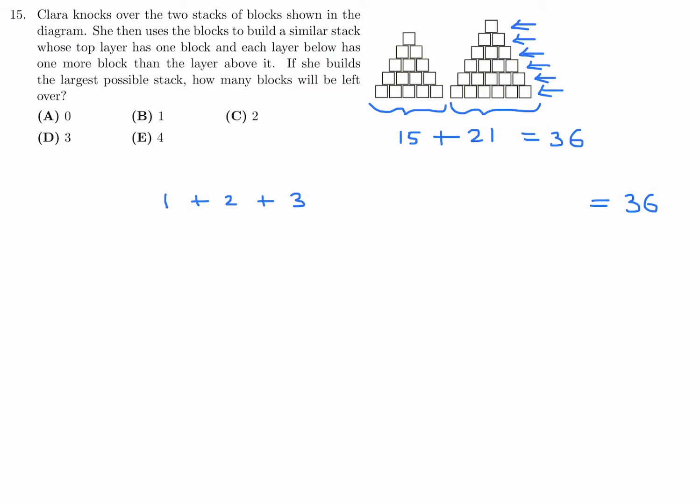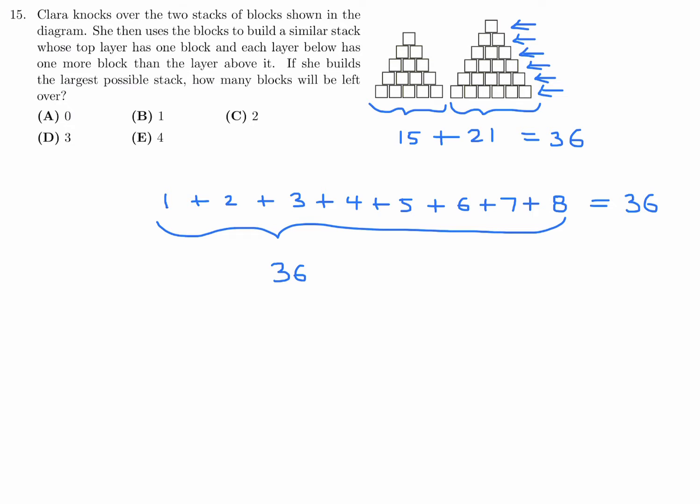So let's see. 1 plus 2 plus 3 plus 4, and how far can we get before we exceed this? If you do this, you'll find that you get all the way up till 8. After that, it can't go any further. Now, what is this sum? It is equal to 36. So that means that all these blocks can be used to make this type of stack. And therefore, there will be no blocks left over. So number 15, the answer is A.